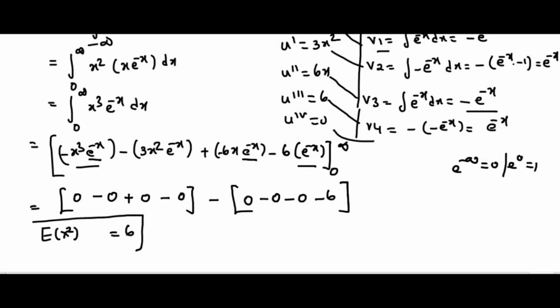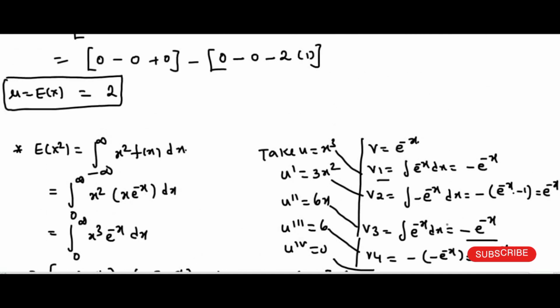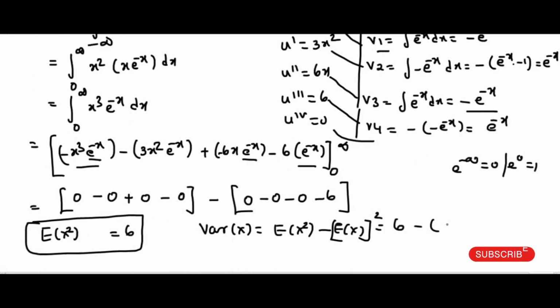So what is our second question? In the second question, we find the variance of x. What is the variance of x formula? Variance of x equals E of x square minus E of x whole square. We know E of x square is 6, minus E of x, which from the previous one is 2, so 2 whole square. So that is 6 minus 4, which is equal to 2. Therefore the variance of x equals 2.